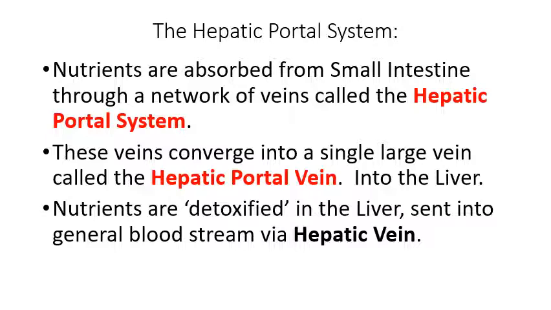All right, we are continuing to talk about the hepatic portal system now. So the nutrients are absorbed from the small intestine through a network of veins called the hepatic portal system. They converge into a single large vein called the hepatic portal vein, and then go into the liver where they are detoxified. And then after having been detoxified, they are sent to the inferior vena cava through the hepatic vein.